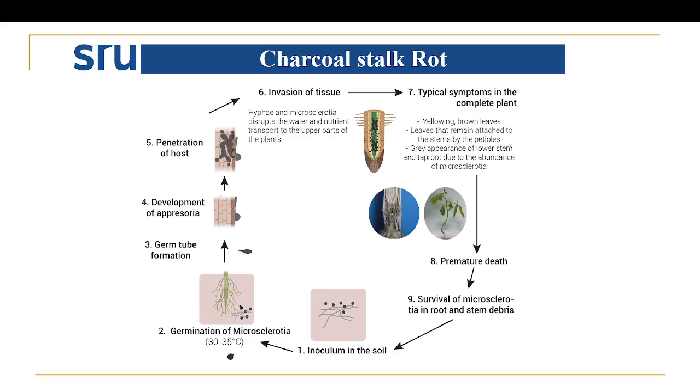Hyphae and microsclerotia disrupt the water and nutrient transport to the upper parts of the plant and completely block the movement of water and nutrients. The plant will exhibit typical symptoms like yellowing and wilting of the leaves that remain attached to the stem by the petiole, and a grey appearance of the lower stem and taproot due to abundant microsclerotia. Then premature death of the plant will occur, and the microsclerotia survive in the root system and plant debris. Then again the pathogen will continue its life cycle.